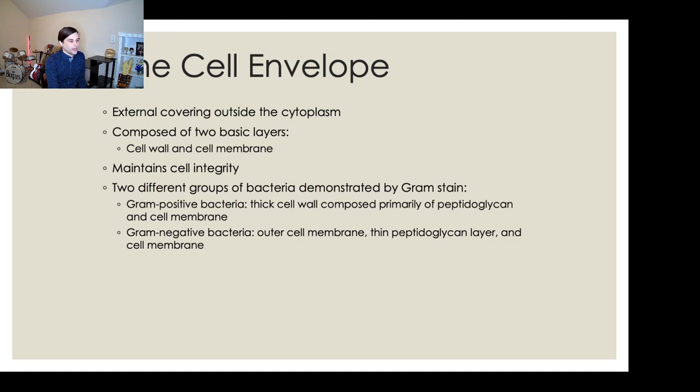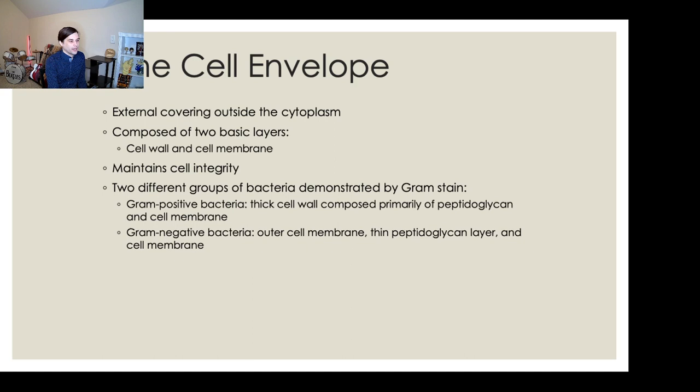That makes a cell a cell. Now, bacteria have a cell membrane, but almost all of them are going to have a cell wall as well. So the cell wall and the cell membrane, collectively, are referred to as the cell envelope, the external coating of the cell that contains the cytoplasm on the inside. And that's what the cell envelope is, the external coating.